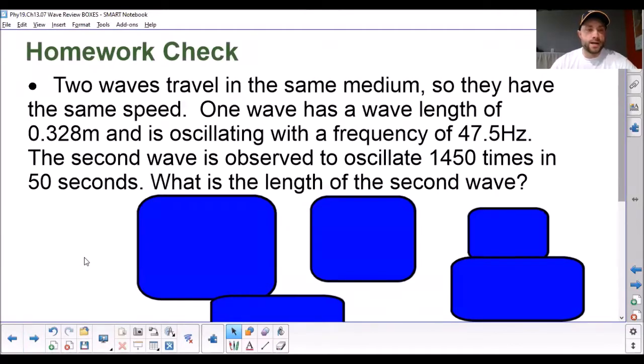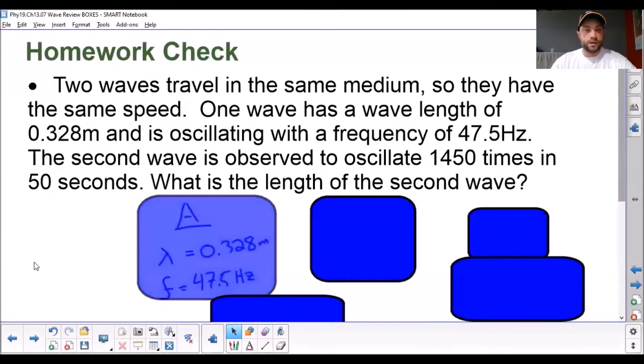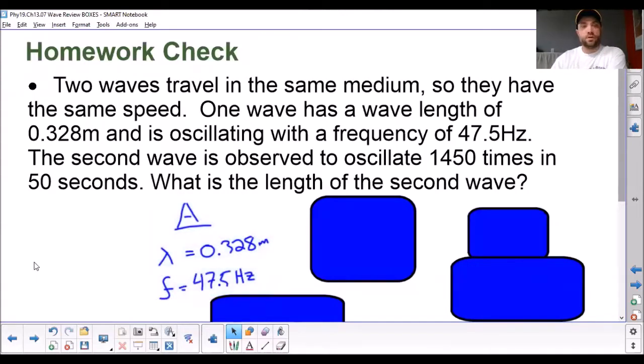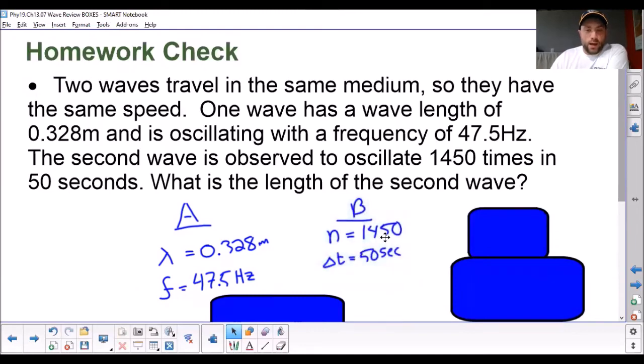So here's my solution for this. We have two waves, so what we're going to do is write everything we know about the two waves. The one wave has a wavelength of 0.328 and a frequency of 47.5 hertz. That's what we know. The second wave has a certain number of oscillations that happen in 50 seconds. So we'll write that down.